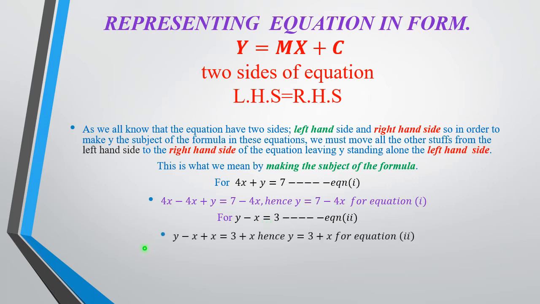Here we will have y minus x plus x is equal to 3 plus x. Negative x plus x gives us 0. So you remain with 0 plus y is equal to 3 plus x. So here in equation 2, we are going to have y equals 3 plus x.